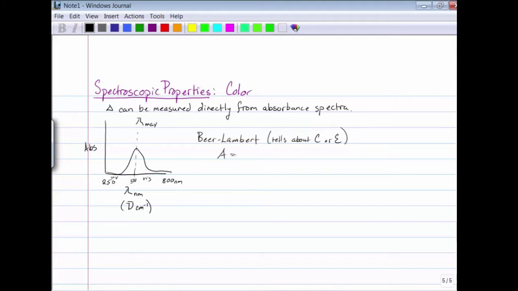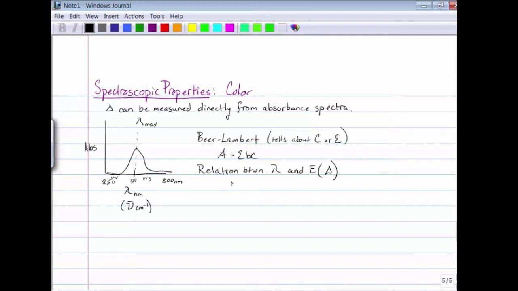You should know this from Gen Chem. Absorbance is equal to the extinction coefficient times b, which is the path length of the cuvette usually, times the concentration in solution. So there's a direct relationship between absorbance and concentration. The more concentrated my sample is, the higher the absorbance would be. And then there's a relationship between the wavelength and energy, and that energy is going to tell me what my delta is.